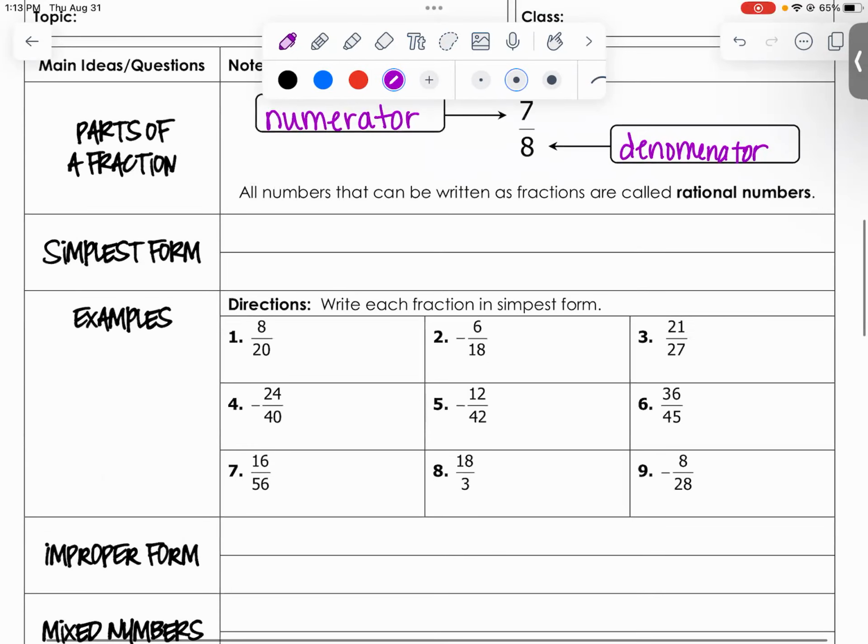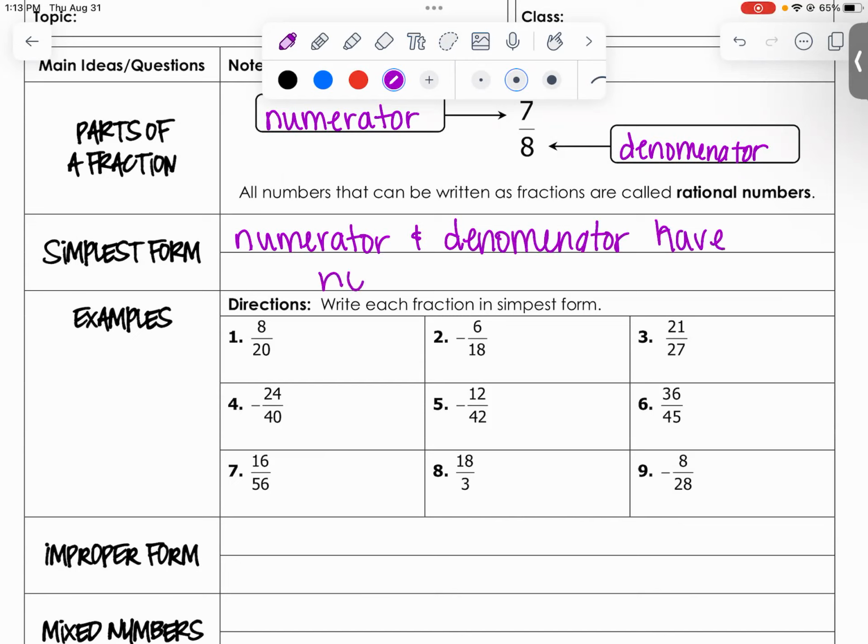Okay, when I ask for a fraction in simplest form, that means that your numerator and denominator have no common factors. Okay? All of those fractions below are not in simplest form because they all have a common factor.